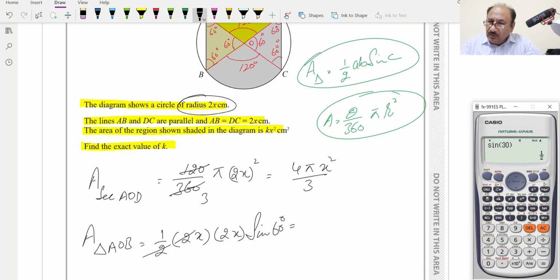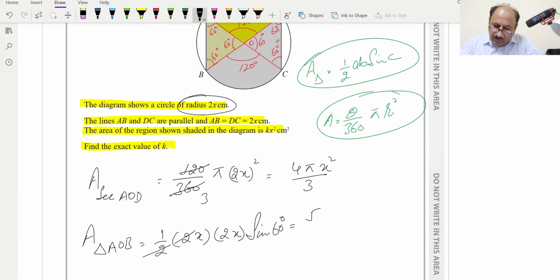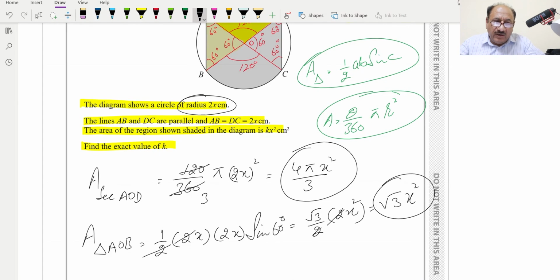Sine of, not 30, it's 60 basically. I don't know why I've written 30. So this will be root 3 by 2. So we can write root 3 by 2 into 2x, and the 2 will be cancelled. So this will be x squared basically. So root 3 x squared. This is the area of one triangle, and this is the area of one sector.